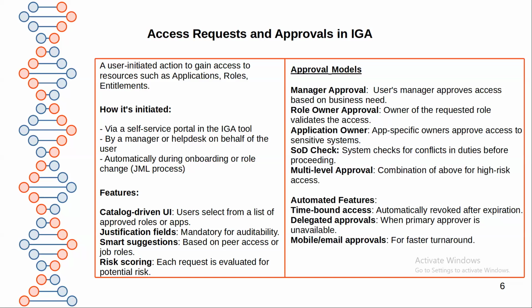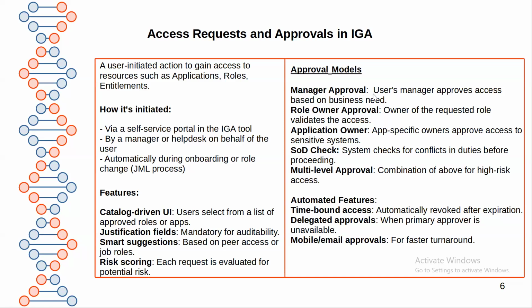Those approvals could be single approval. Those could be multi approvals based upon the business needs and based upon the criticality of the request. So some of the models of the approvals are listed on the right hand side, like number one is the manager approval.